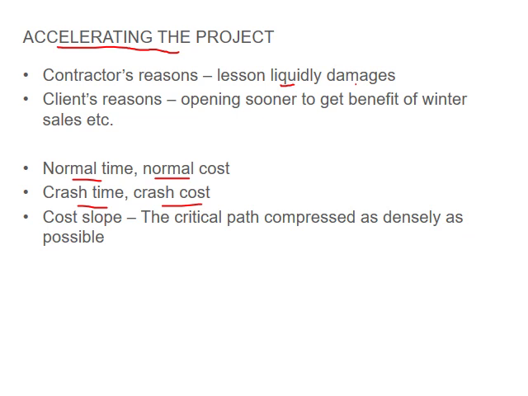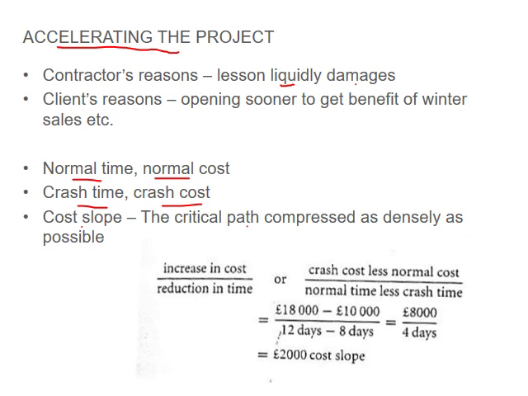Your cost slope is the critical path compressed as densely as possible. That's your cost slope. And then basically you can calculate your cost slope by having your increase in cost over your reduction in time, or you can have your crash cost less your normal cost, which gives you your increased cost, or you can have normal time less crash time to give you your reduction in time.